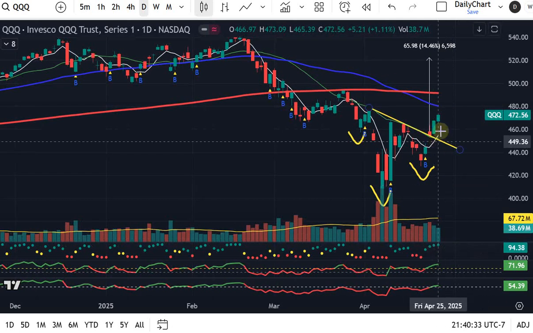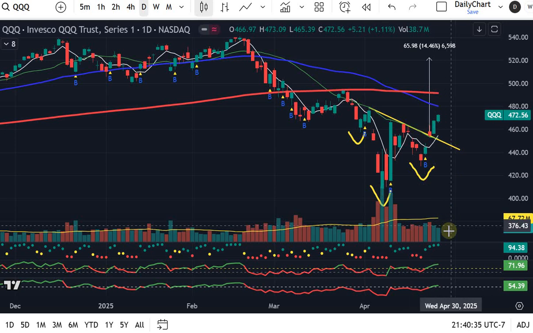And again, as far as adding new positions, I'm just going to hold back. If we do get to the 50 here, depending on how strong it looks, I may start to take profits up in this area, or wait until we get to the 200-day moving average here, somewhere in this zone.